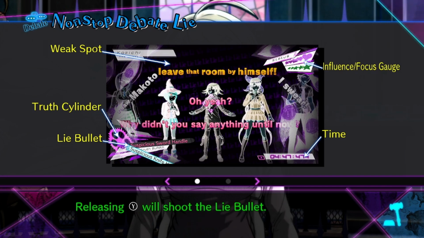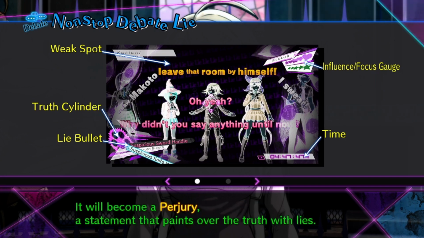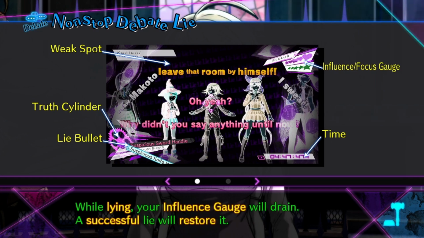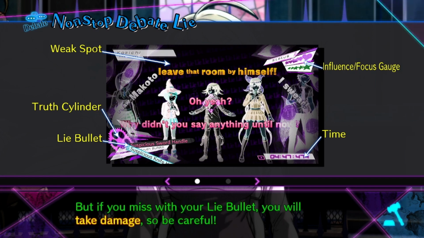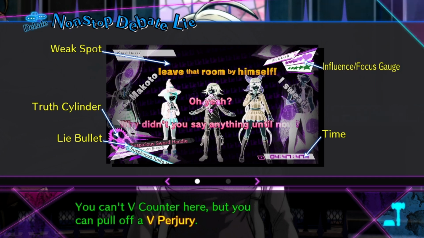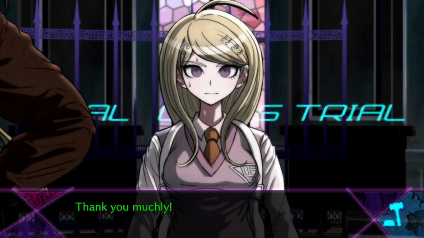Okay, so hold Y. That's still right click. So hold right click and then release right click. When you use a lie bullet to argue or agree with someone's statement, it will become a perjury, a statement that paints over the truth with lies. While lying, your influence gauge will drain. A successful lie will restore it. Okay, got it. But if you miss with your lie bullet, you also take damage, so be careful. You can't V counter here, but you can pull off a V perjury. And that would be awesome, so try that. Thanks. Thank you muchly.